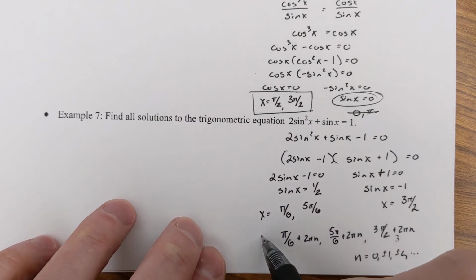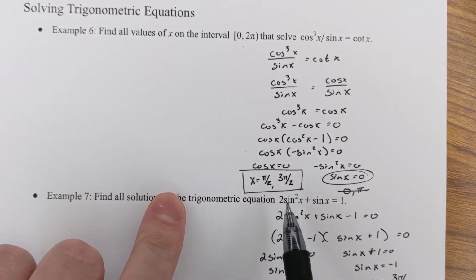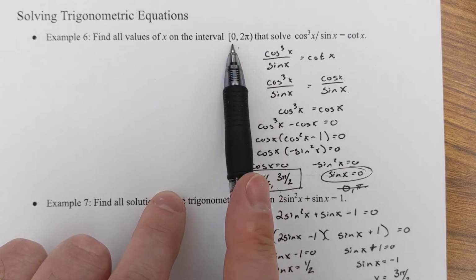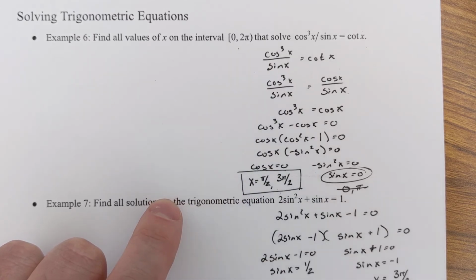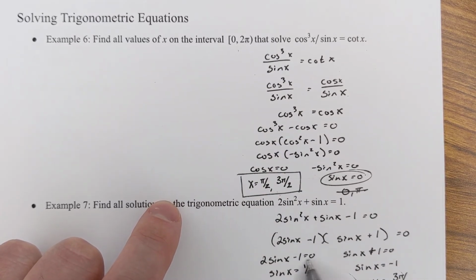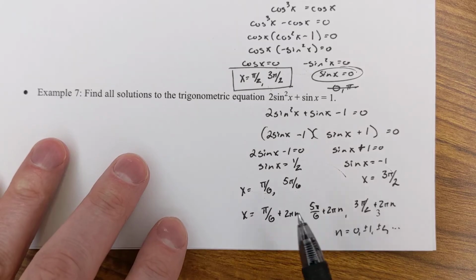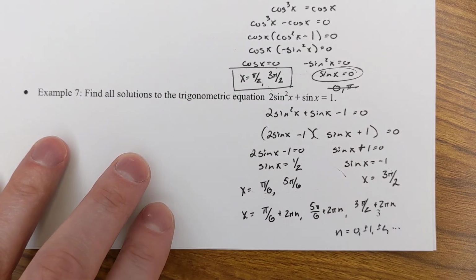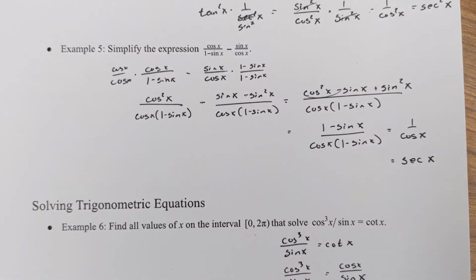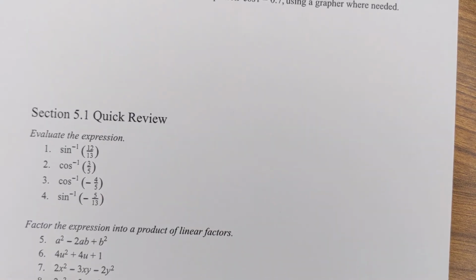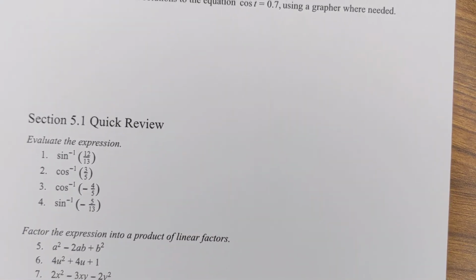These are all solutions. We didn't have to do that up here because we were restricted to our interval, only angles between 0 and 2 pi. So we start by finding the 0 to 2 pi solutions and then use the periodicity to find the rest of the solutions. All right, and our last one, number 8.